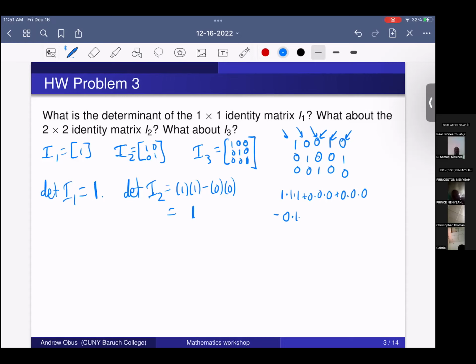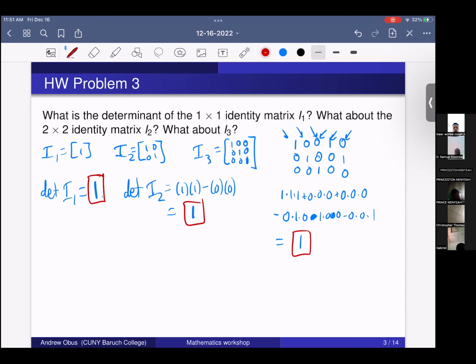So if I have 0 times 1 times 0, and then the next one is minus 1 times 0 times 0, and then the last one is minus 0 times 0 times 1, this all ends up just being 1, because all of the other terms are 0. So it turns out that the identity matrix always has determinant equal to 1, regardless of whether we're looking at the 1 by 1 identity matrix, or the 2 by 2, or the 3 by 3. In all cases, we get that 1 is the determinant.